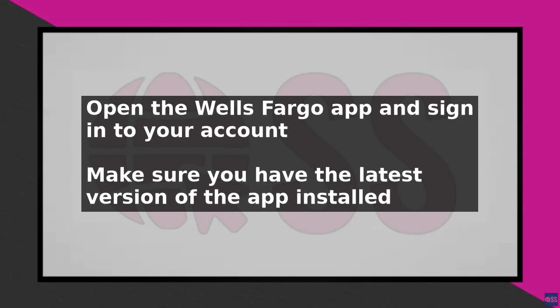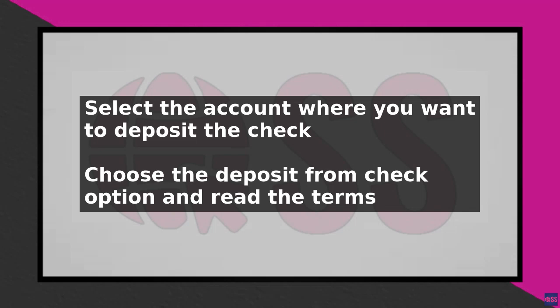To scan a check on the Wells Fargo app, start by opening the app and signing in to your account. Make sure you have the latest version of the app installed on your device. Once you are logged in, navigate to the deposit option, which is usually found on the main dashboard or under the account summary section. Select the account where you want to deposit the check, such as your checking or savings account. Choose the deposit from check option and read the terms and conditions before proceeding.